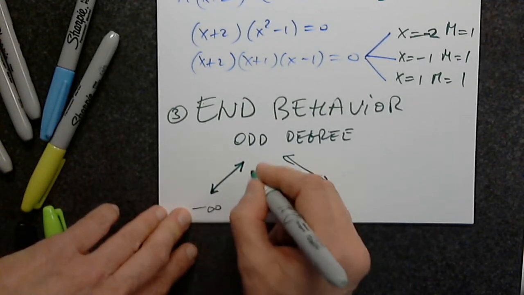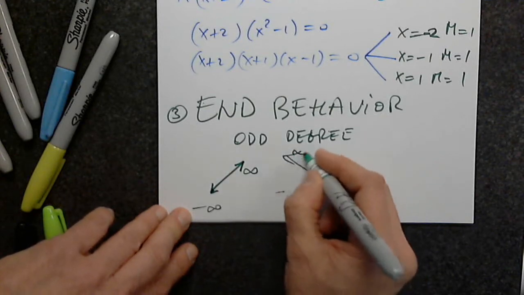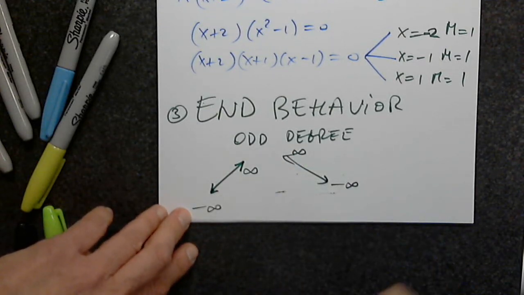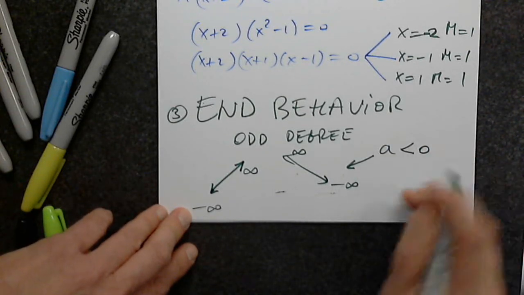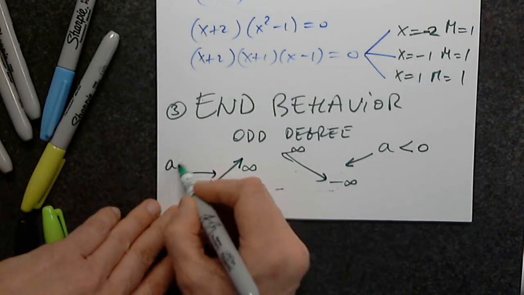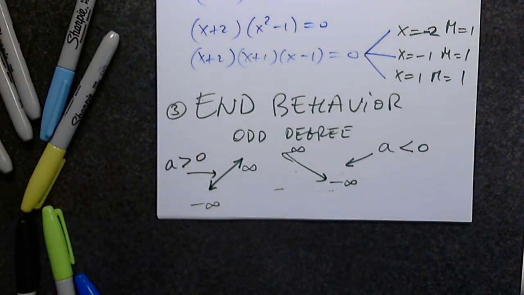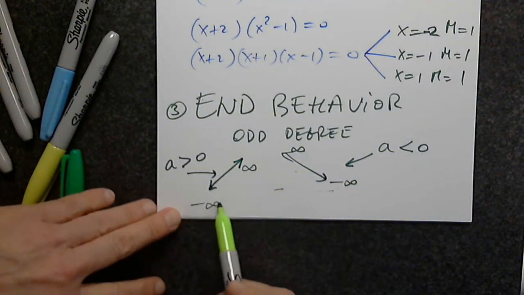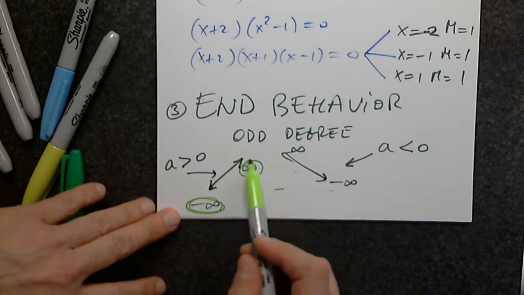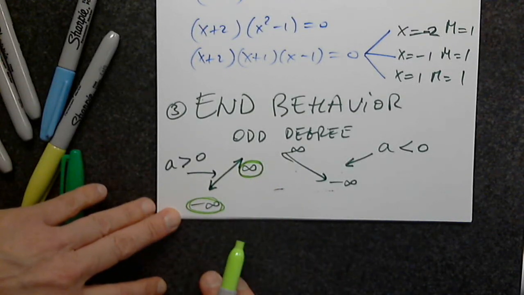This one means from negative infinity to infinity, and this one means from infinity to negative infinity. This one is if the leading coefficient is positive, and this one if the leading coefficient is negative. So, let's look at the function and identify the leading coefficient. What is the leading coefficient in our example? 1. Because it's a positive leading coefficient, the function will come from negative infinity to positive infinity. This will be the end behavior.